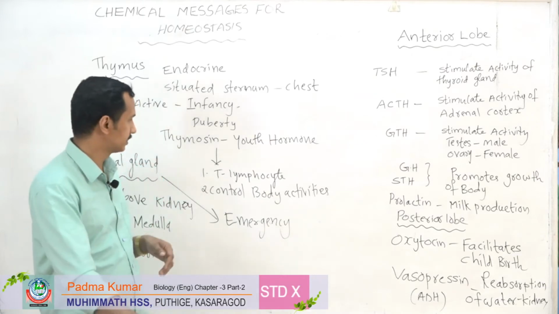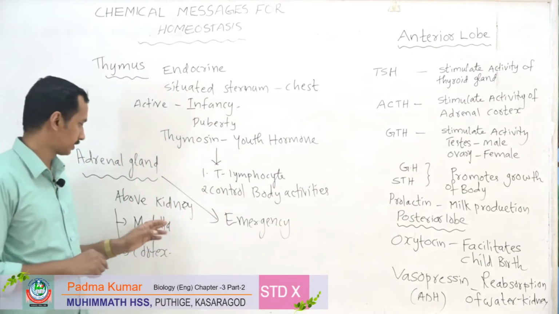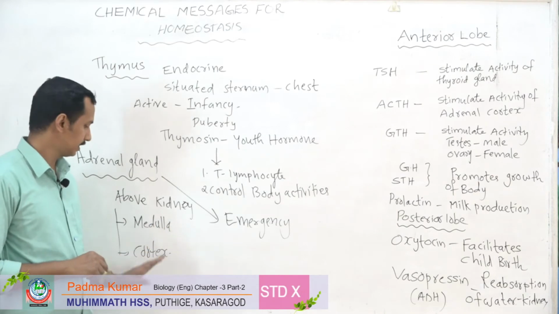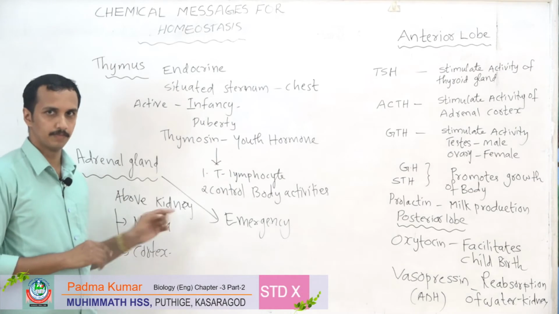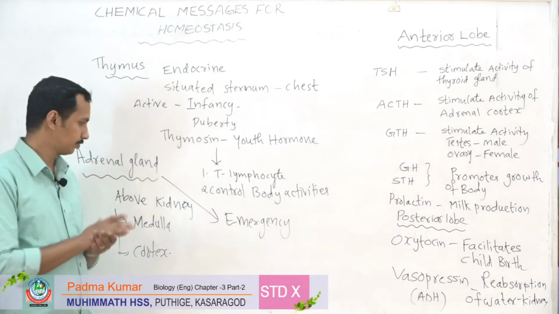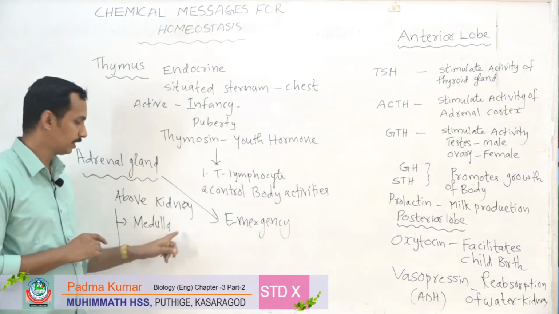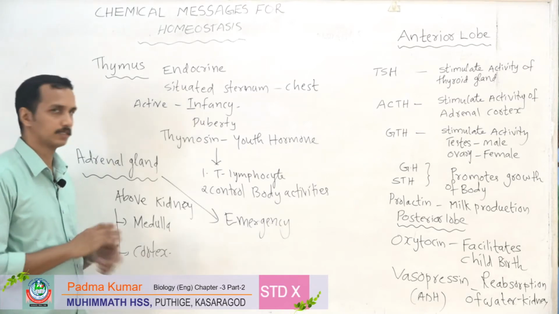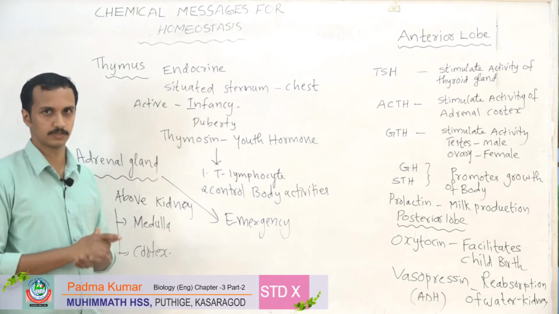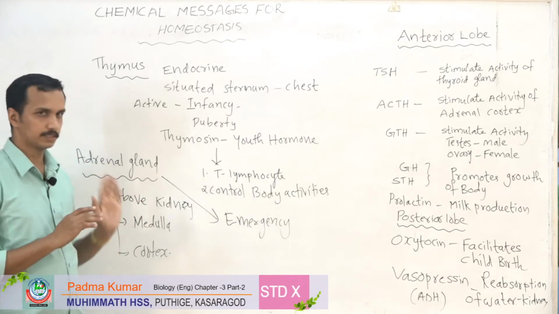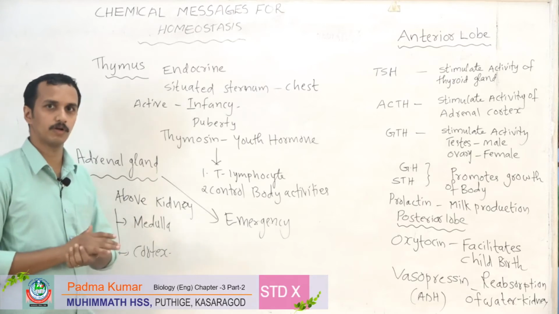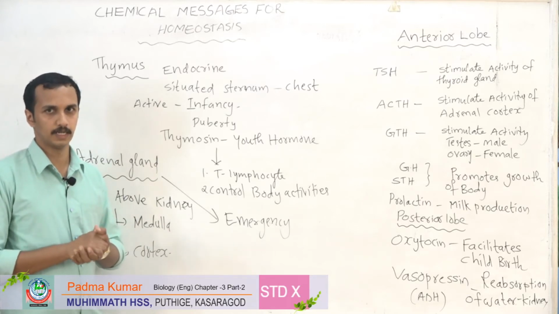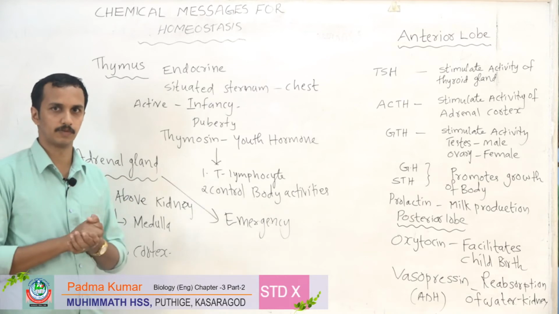Now let us discuss what hormones are secreted by the medulla region and the cortex region. Where is it found? It is present above the kidney. There are two regions in the adrenal gland: the inner medulla and the outer cortex. Have you understood what the adrenal gland is? Now let us discuss what hormones are secreted by the adrenal gland and what functions they perform.